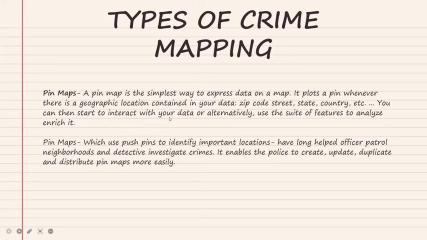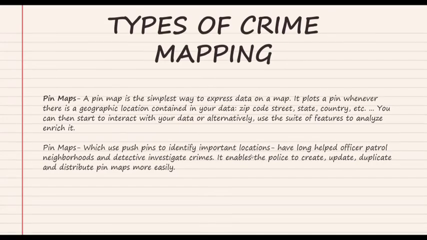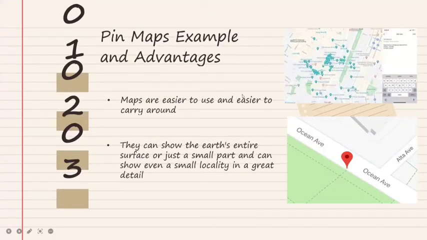You can then start to interact with your data or alternatively use the suite of features to analyze and enrich it. Pin maps, which use push pins to identify important locations, have long helped officers patrol neighborhoods and detectives investigate crimes. It enables the police to create, update, duplicate, and distribute pin maps more easily. We have here the pin map example and advantage.